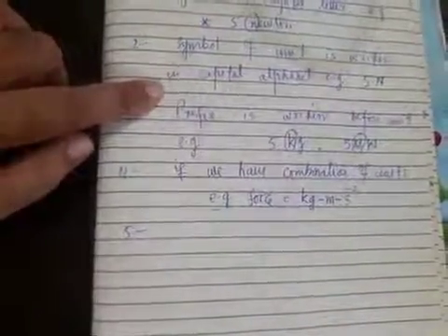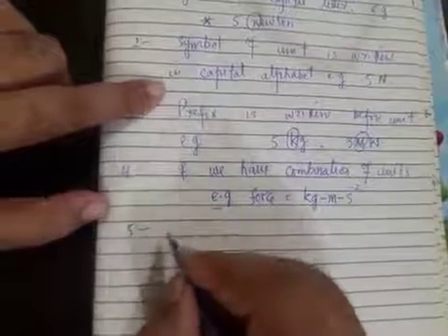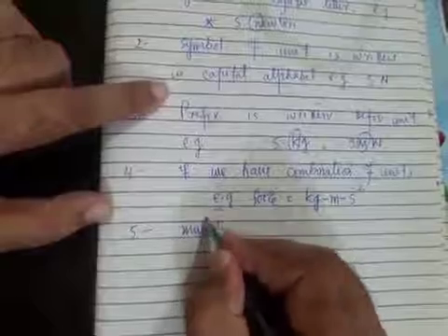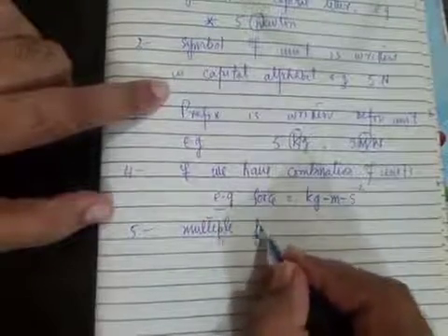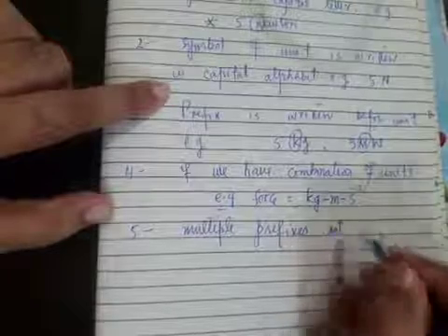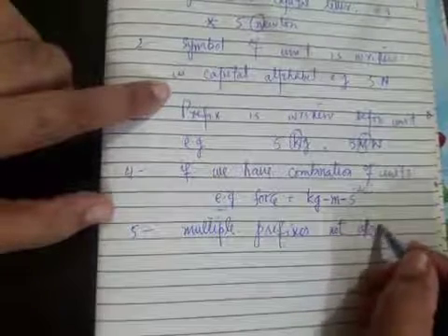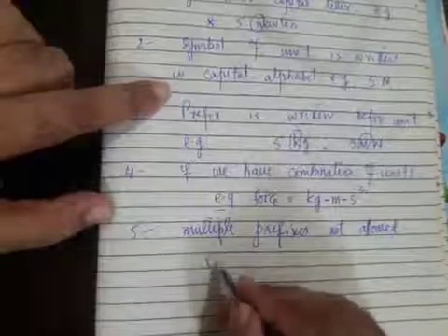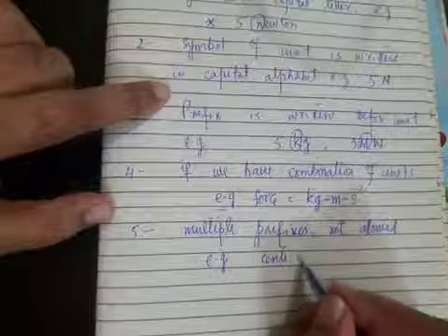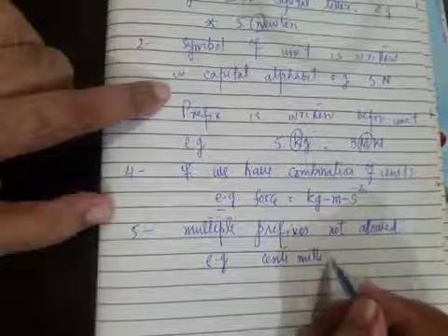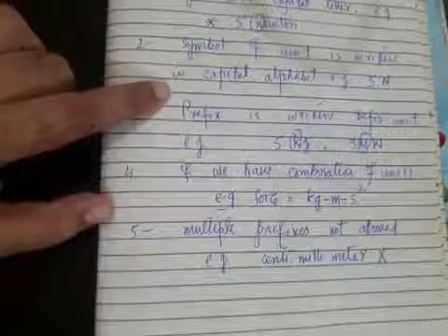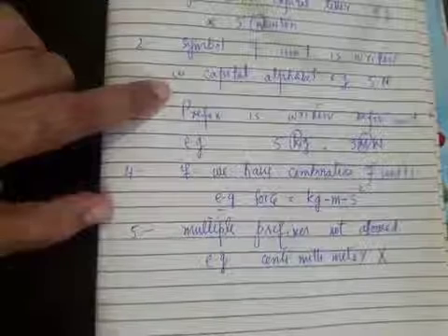The next is multiple prefixes are not allowed. For example, we can't write centi-milli-meter. This is not allowed. We can't write multiple prefixes.